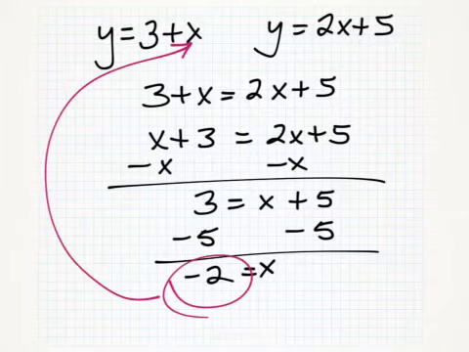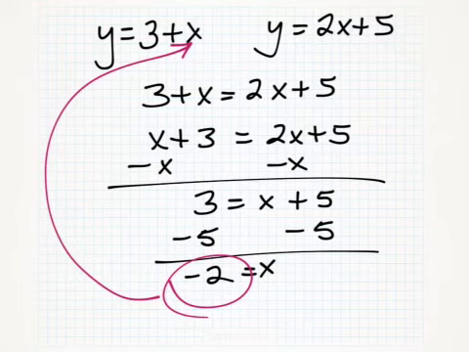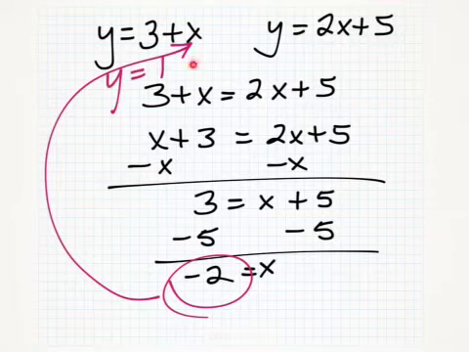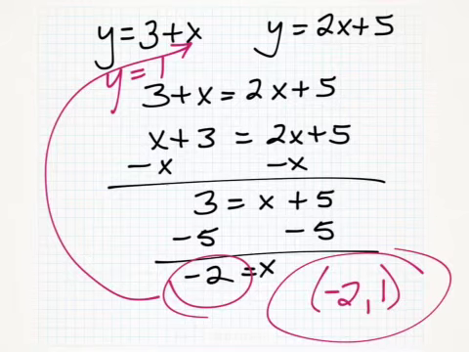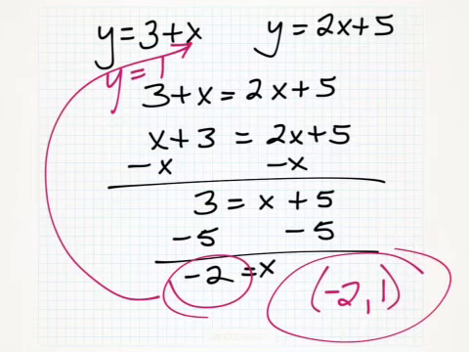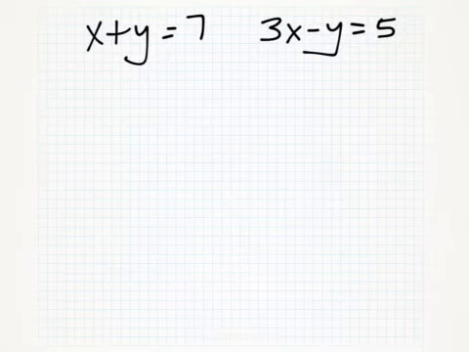At this point, I'm just going to take my value of -2 and replace it for this x. I could do it for this x, doesn't really matter. And y equals 1. So without graphing a thing, I've come up with the solution here, which is the same solution I came up with when I graphed, -2, 1. Let's look at a slightly different example now.